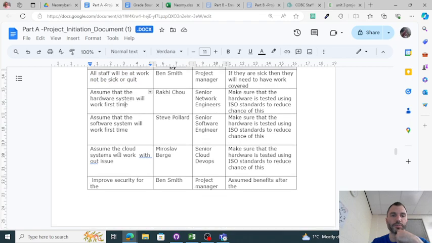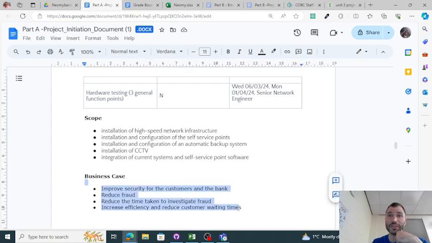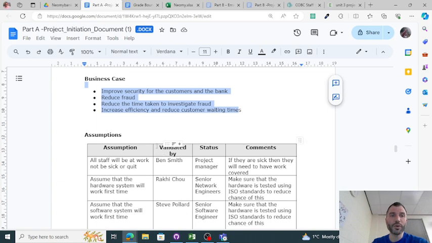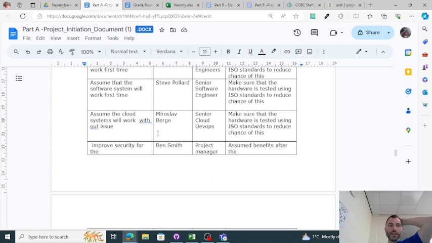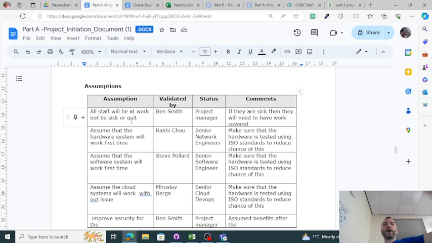For example, assumptions. All of these business case points could be assumptions, easy ones to put in. We're going to assume that it's going to reduce fraud, improve security, reduce time taken. So if you can't think of anything, put those in. They've already given you them. But I think the main things that you can think we're assuming is that staff are always going to be there on time. They're not going to be sick. That the hardware will work first time, for example. There's not going to be any bugs. The software will work first time. There's not going to be any bugs.